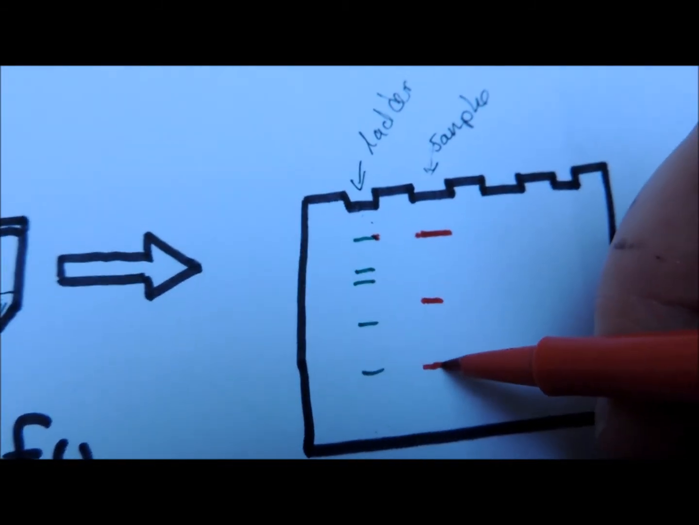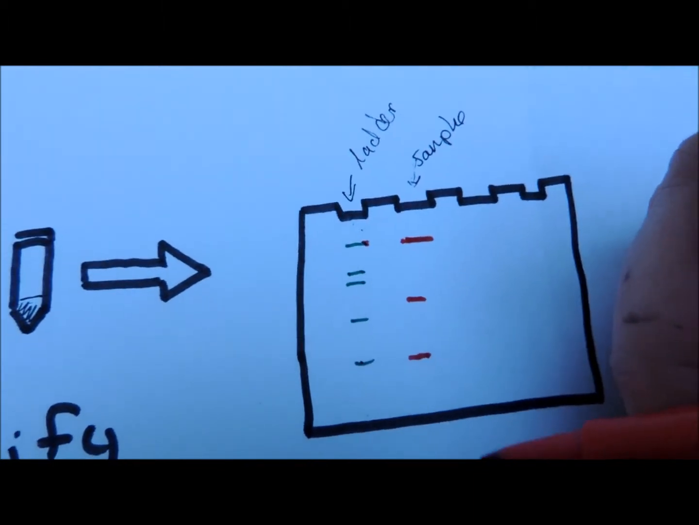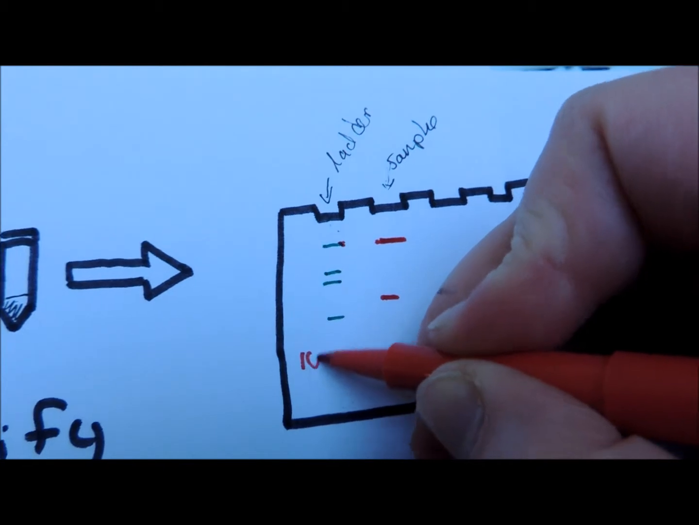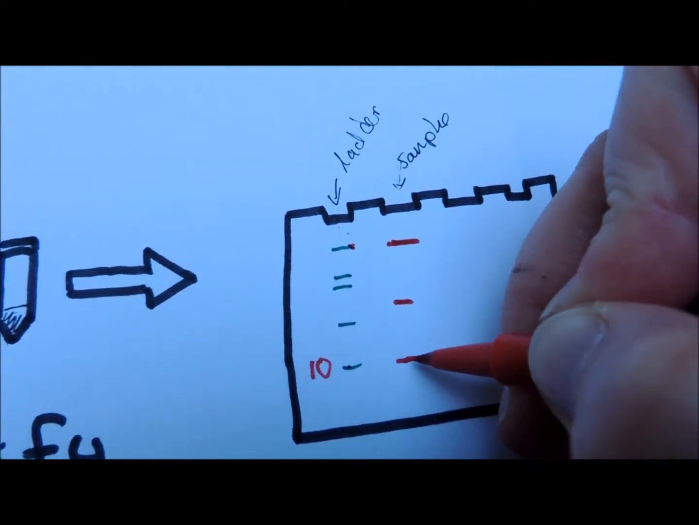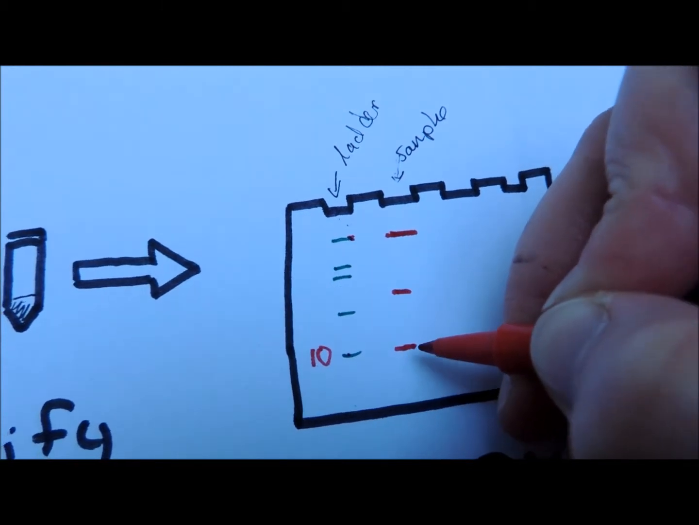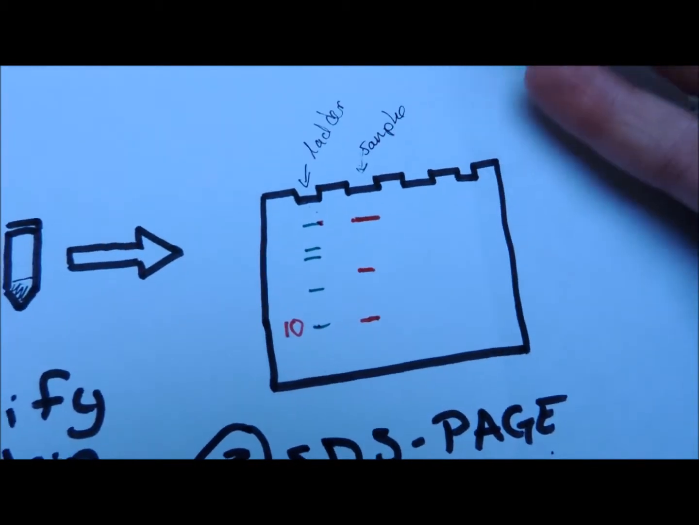The protein you've got right here is about the same molecular weight as that part of the ladder. If this is 10 kilodaltons, and you know it's 10 kilodaltons, then this protein must also be about that mass. Do you remember our good friend P53? It runs at about 53 kilodaltons. That's how it got its name.